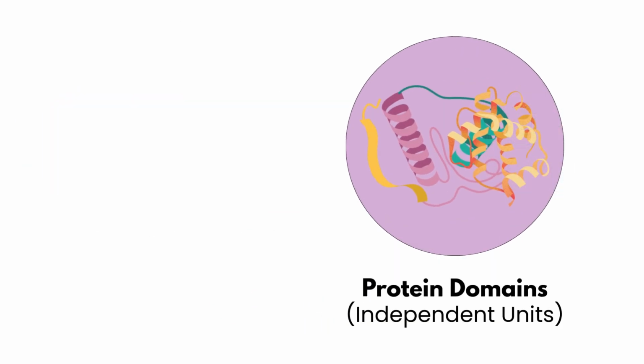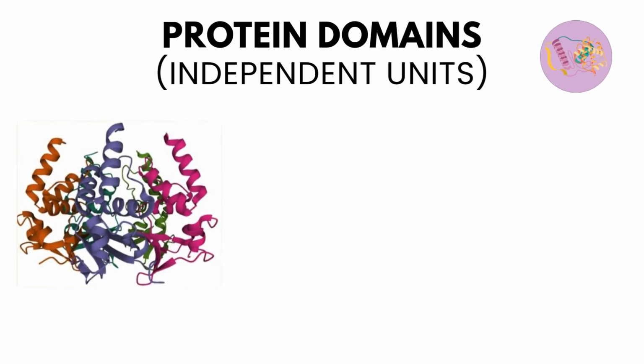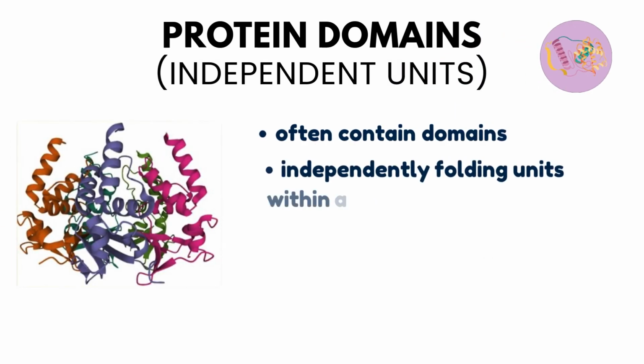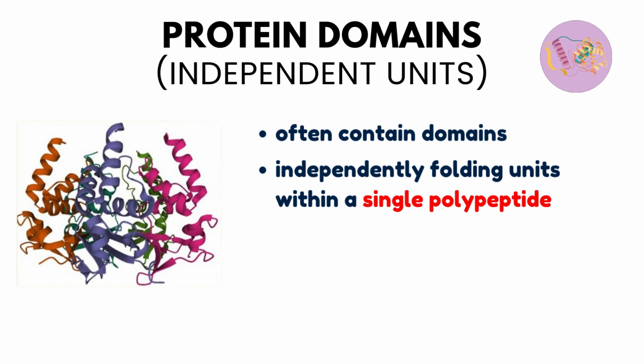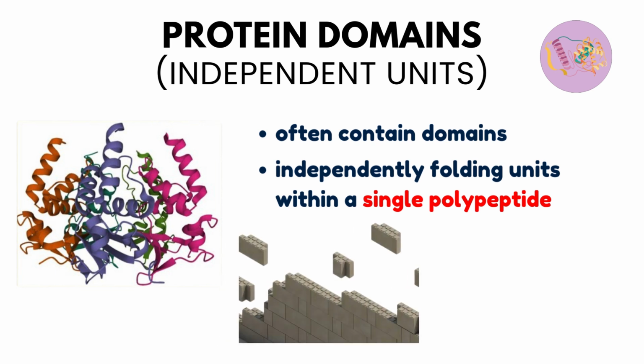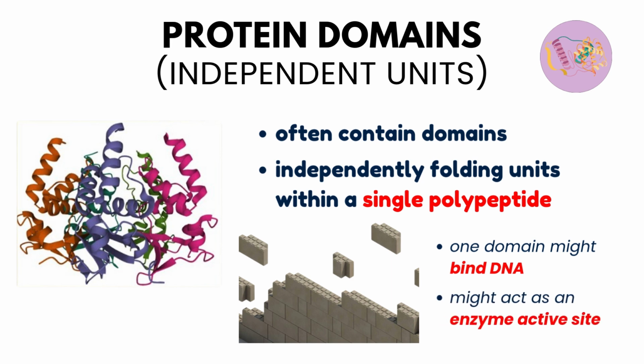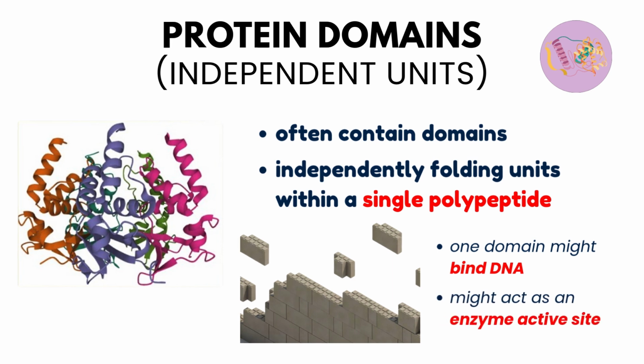Protein domains, independent units. Proteins often contain domains, independently folding units within a single polypeptide. Each domain may perform a specific function. Think of them as modular building blocks. One domain might bind DNA. Another might act as an enzyme active site. MCAT passages love to describe experiments targeting specific domains.